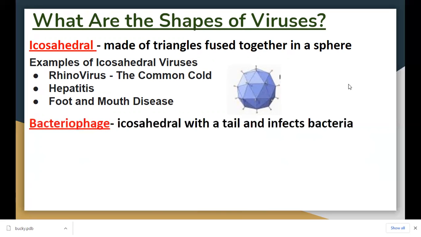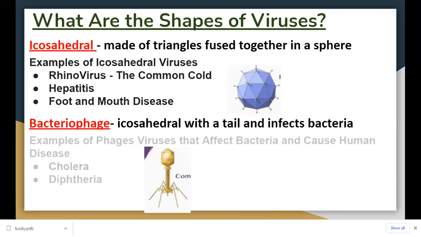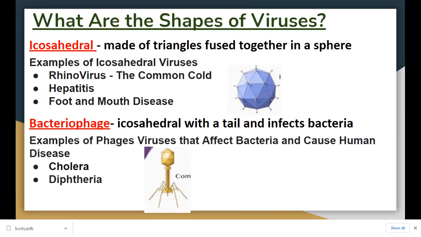And then there's the bacteriophage. That is an icosahedral with a tail, and it infects bacteria only. Here's what it looks like. Kind of looks like a little robot or a bug. Examples of phages, viruses that affect bacteria: the bacteriophages can cause human disease, cholera, and diphtheria. Again, they need a bacteria in order to become something that makes you sick.